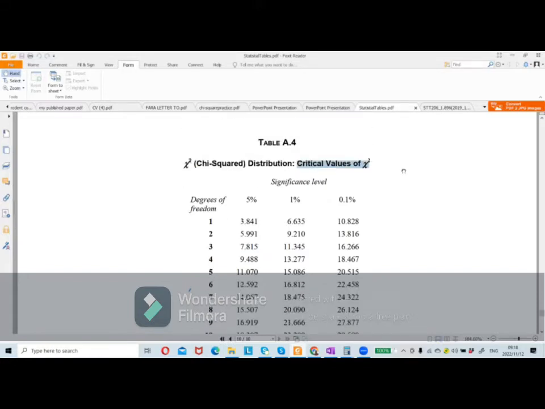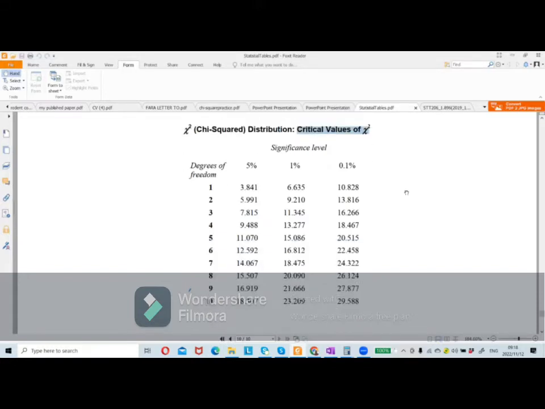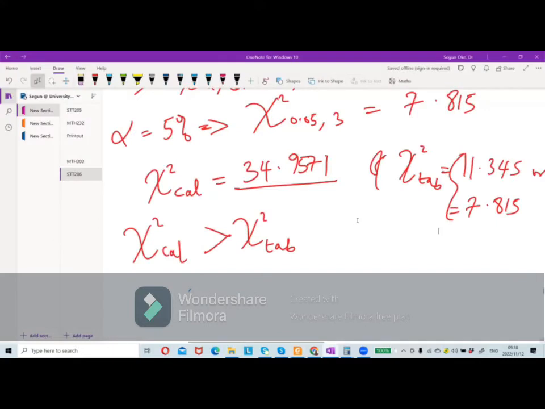I'm seeing it now. Yes. The critical value of chi-square, they are the one here. That is why we call the other one calculated. We did that calculation by ourselves. So calculated is the one you did by yourself. Tabulated, which is the critical value, is the one that is already in the table. Any question?